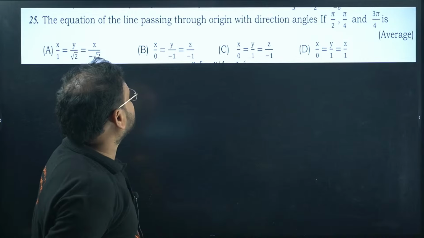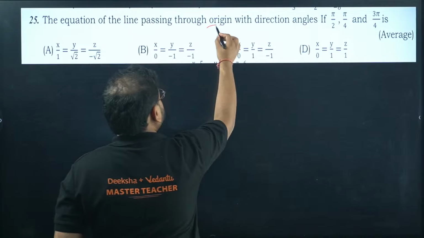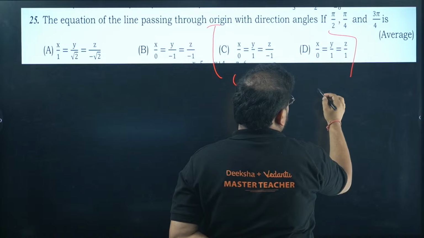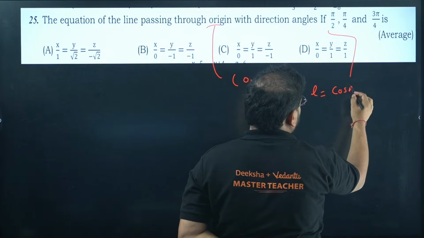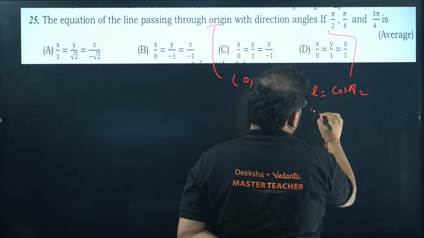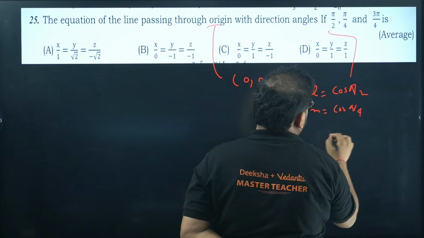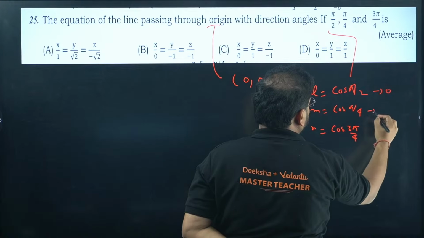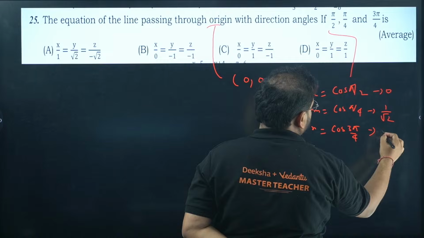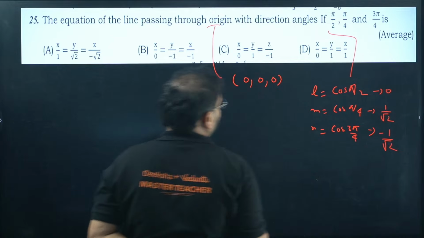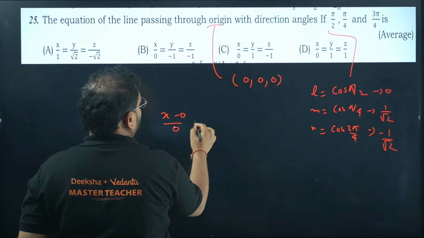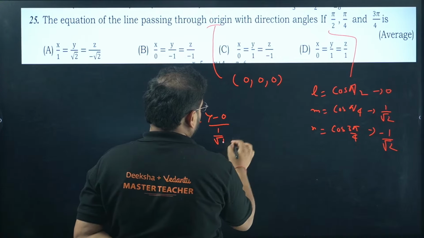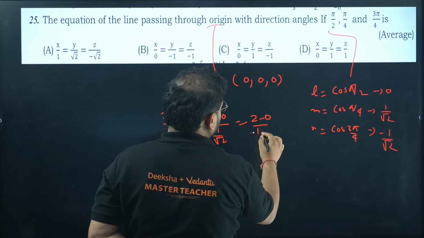Question 25: the equation of the line passing through the origin. The point is 0, 0, 0, and for the angles, L value will be cos pi by 2, M value will be cos pi by 4, and N value will be cos 3 pi by 4. So this is 0, this is 1 by root 2, and this is minus 1 by root 2. Now write the Cartesian form: (x minus 0) upon 0, (y minus 0) upon 1 by root 2, and (z minus 0) upon minus 1 by root 2.